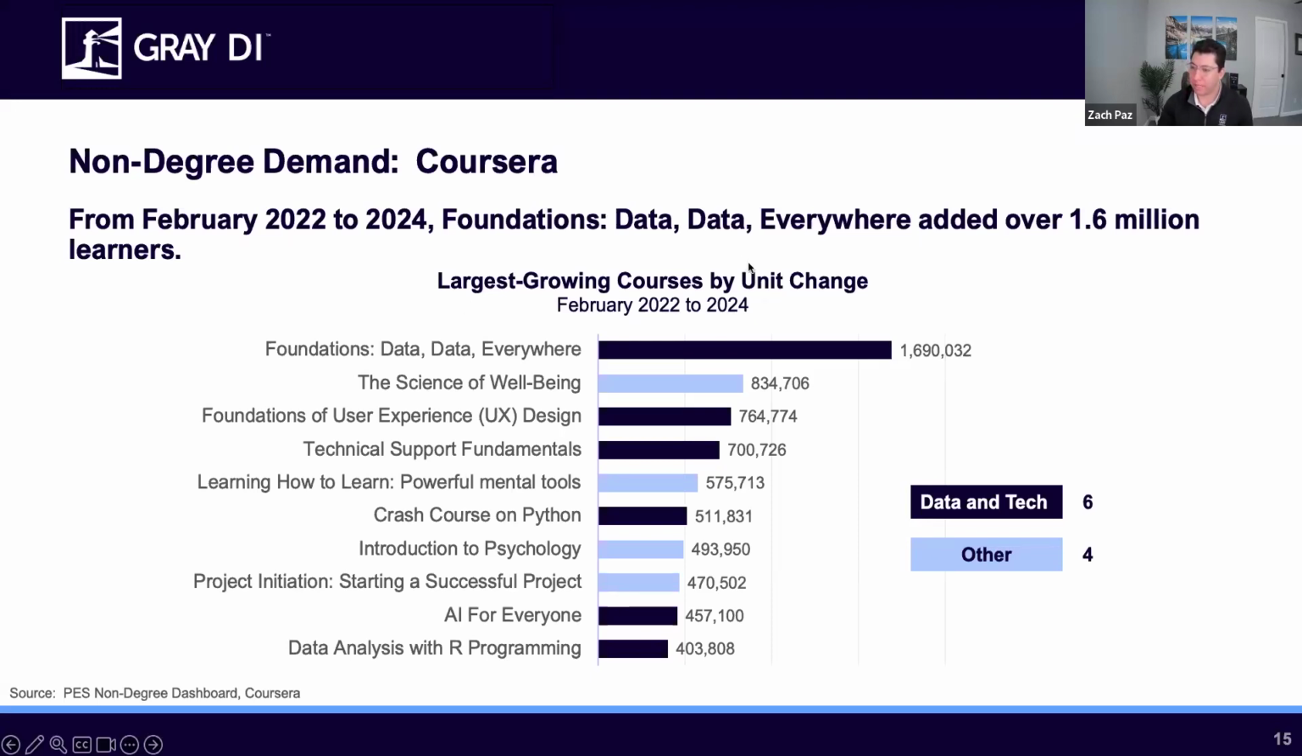Of the top 10, 6 of them are in data and tech. So Data Everywhere, 1.6 million new learners over the last 2 years. Science of Well-Being, 834,000. Foundations of User Experience Design, Technical Support Fundamentals, so you can get an idea of where the interest is.